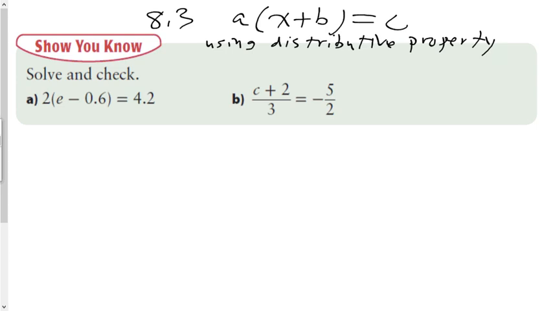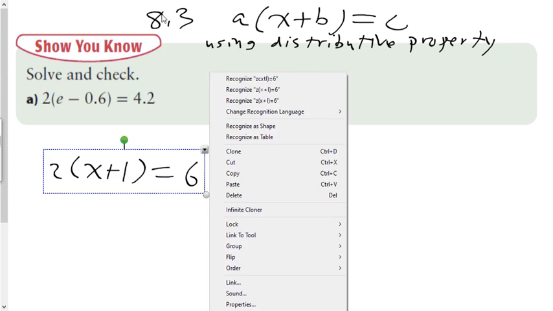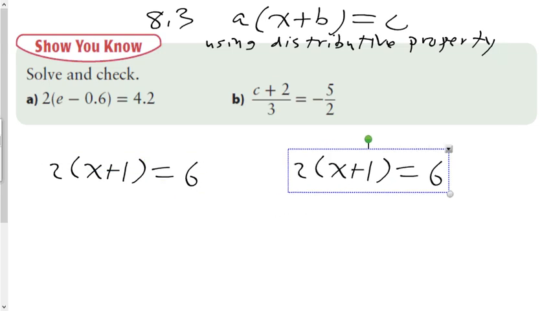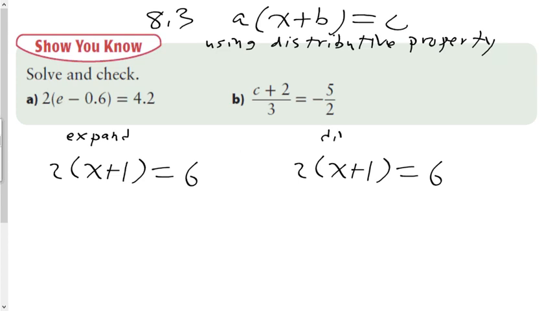So remember in grade 8, you learned something like 2 bracket X plus 1 equals 6. It's more of a question we did today. And you learned in grade 8 that you can solve it two ways. I'll just copy this, clone it, and bring it over here. You learned that you could expand it, or you could use division first. Those were the two methods we talked about in grade 8. I'm going to show you how to do both.